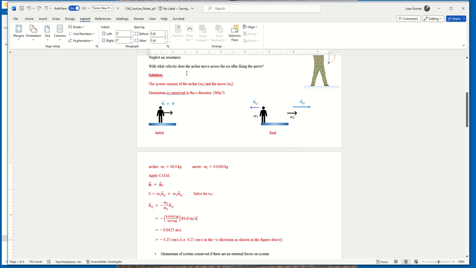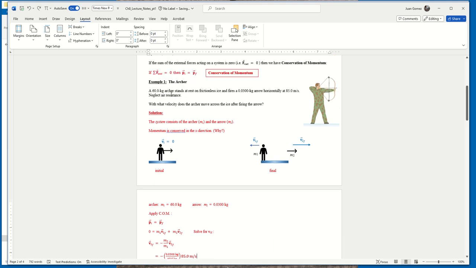This is a good, what's called in the language of physics, a one-dimensional conservation of momentum problem.